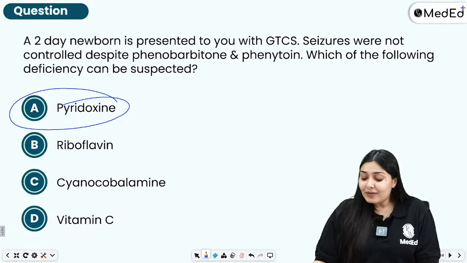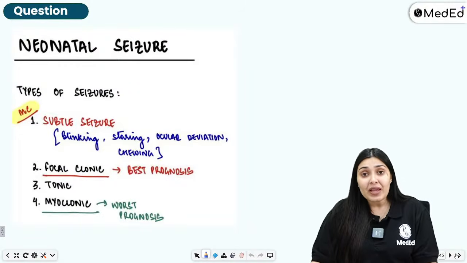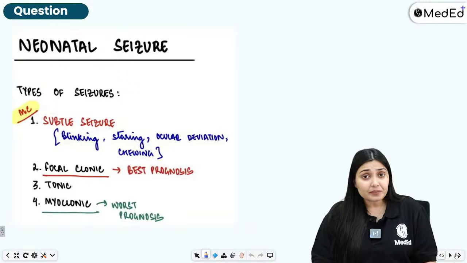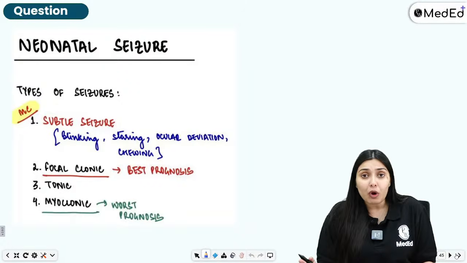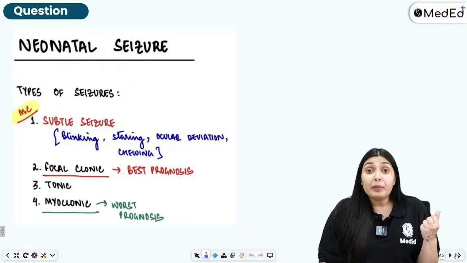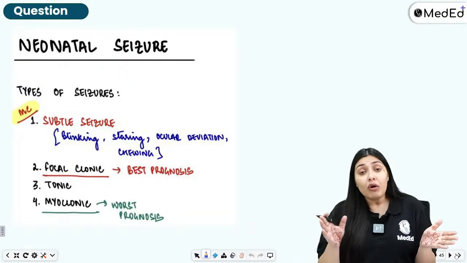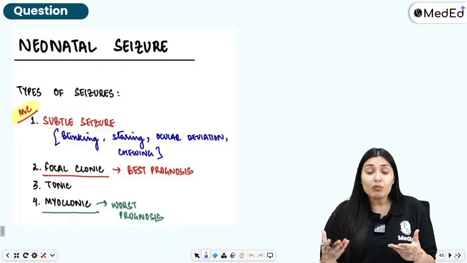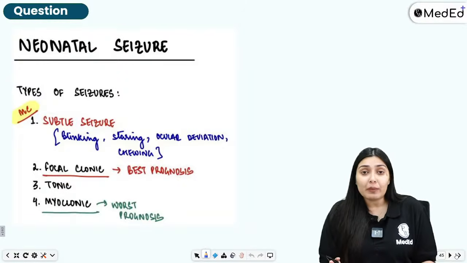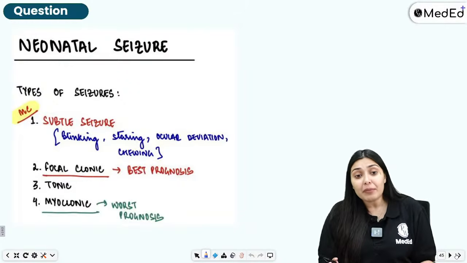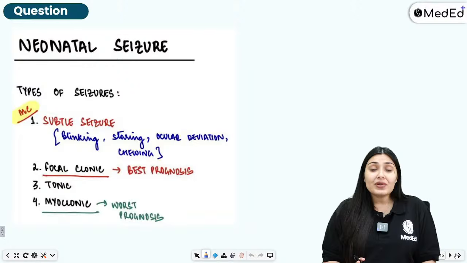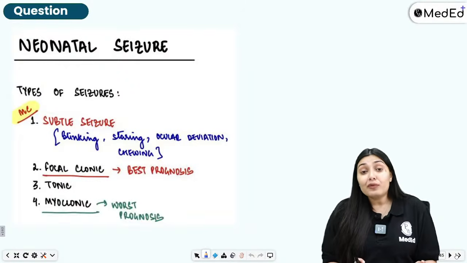Let us understand what types of neonatal seizures we see. When we are talking about neonatal seizures, the most common type is subtle seizures. The name itself says subtle, meaning subtle activity you will notice in the newborn. It could be repeated blinking of the eyes, continuous staring look, ocular deviation to one side, or some chewing movements. This is subtle seizure, the most common type of neonatal seizures. Then we have focal clonic seizures, tonic seizures, and myoclonic seizures. The best prognosis out of these is of focal clonic seizures, and the worst prognosis is of myoclonic seizures.